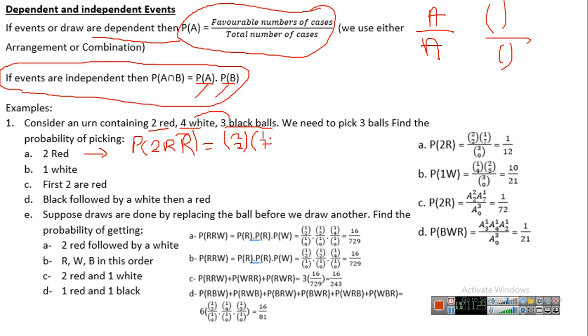In probability, what do I add? Only I add the total. So how many draws do I want to draw? I want to draw 3 out of the total number, which is 9. I have 6 plus 3, 9.